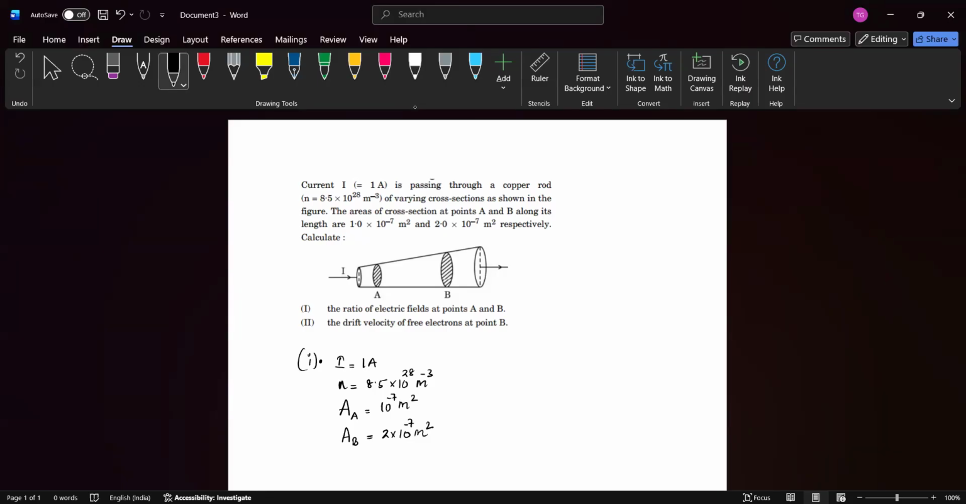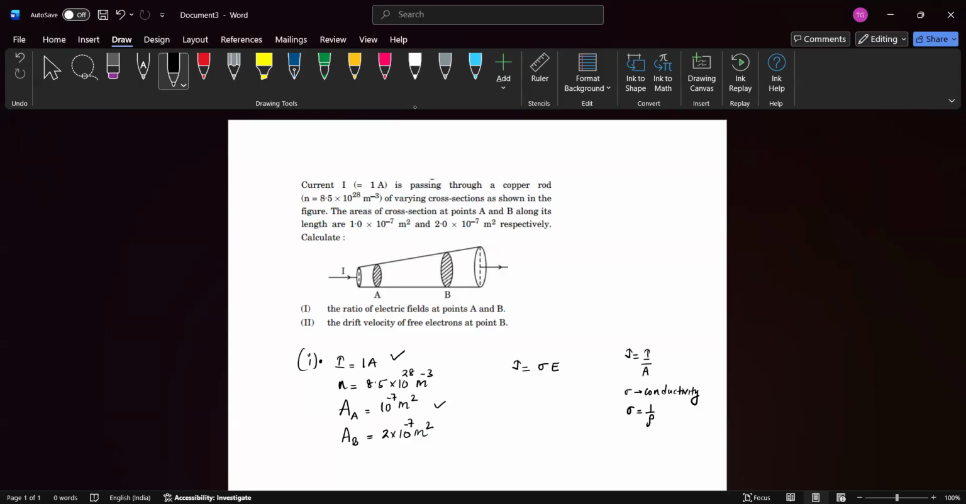Since current and area are given, we know current density can be found out, and current density is related to electric field in the form J is equal to sigma E. So we know current density is equal to current by area, current per unit area. Also, what is sigma? Sigma is conductivity, and conductivity is equal to 1 by resistivity.